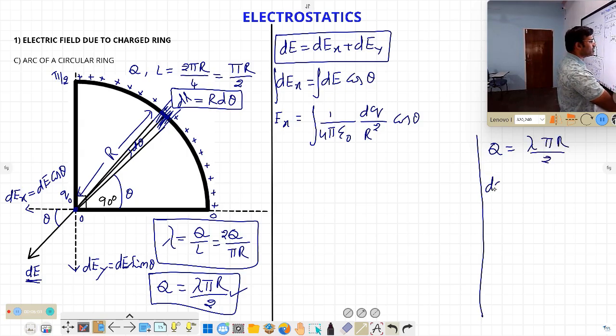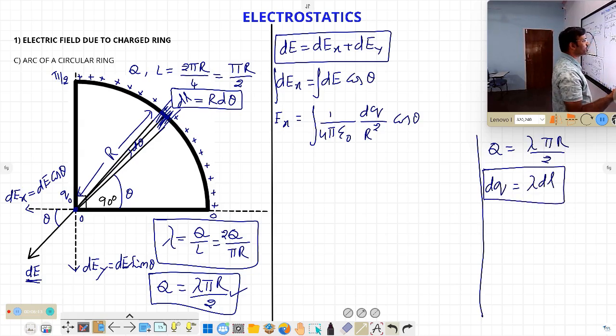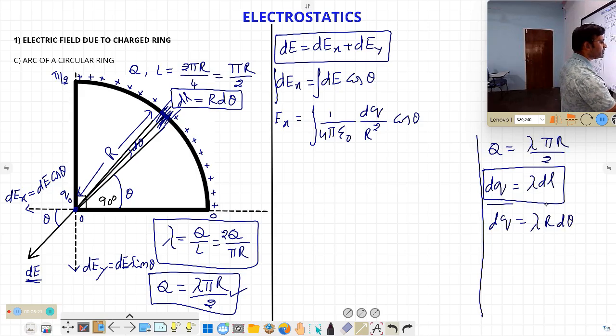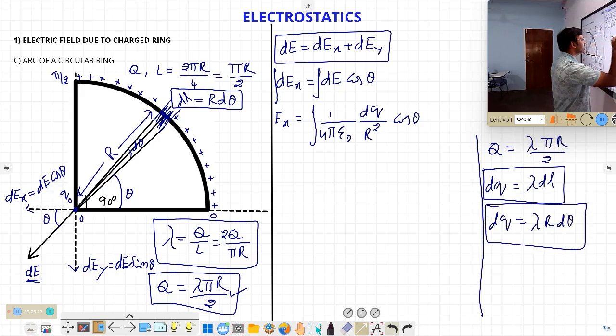Similarly, dq is equal to lambda into the length of that element. What is the length of that element? That is dl. So we have to integrate now. The dq is equal to lambda into dl, and I can write dl as r into d theta.